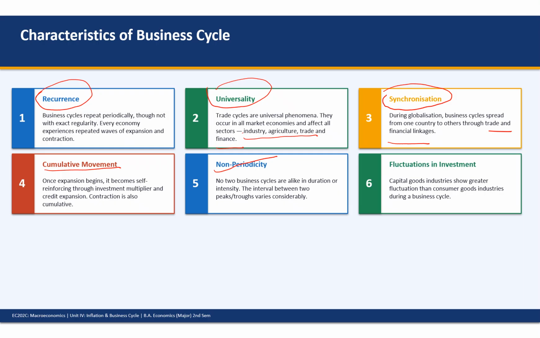The sixth characteristic is fluctuation in investment. Capital goods industries such as machinery, construction, and heavy industry usually show larger ups and downs than consumer goods industries. The reason is that investment spending is more sensitive to changes in confidence, credit, and interest rates. When businesses expect profit, they invest heavily. When fear rises, they cut investment quickly.